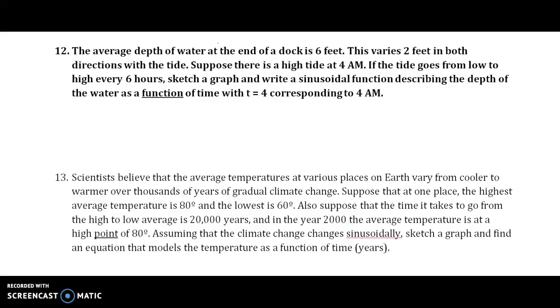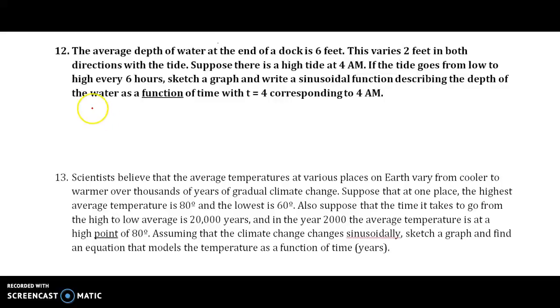Okay? So the average depth of the water at the end of a dock is 6 feet. So when we say average, we're talking about that midline. It's the middle value. And so the depth of the water will vary 2 feet in both directions. That means it can be 2 feet higher and it's going to go 2 feet lower.